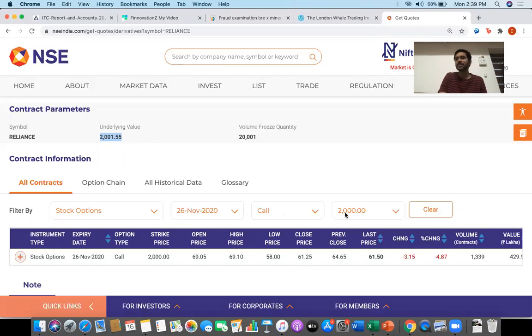If the share price closes below the strike price of 2000, which in our case we assume at the bottom node is 1800, then on 26th of November the call option is going to have a zero payoff, whereas the share will continue to have a positive payoff. The share's payoff is going to be 1800 at the bottom node. At the upper node, the call option payoff will be 200 and the share payoff will be 2200, right?